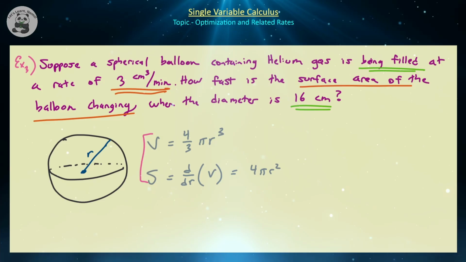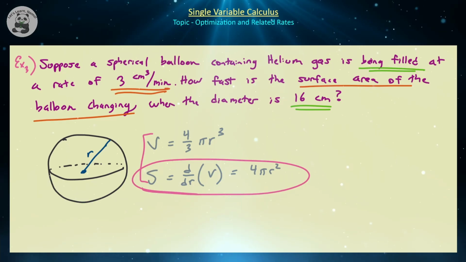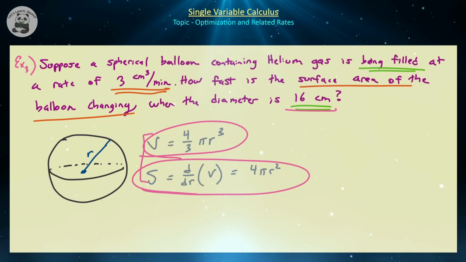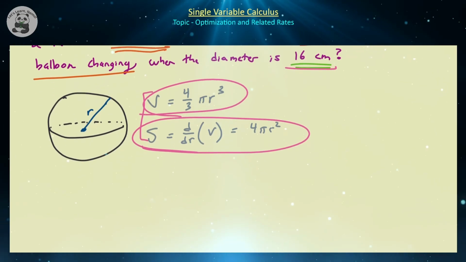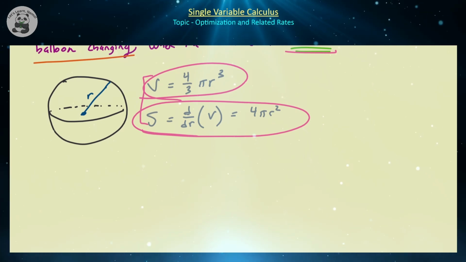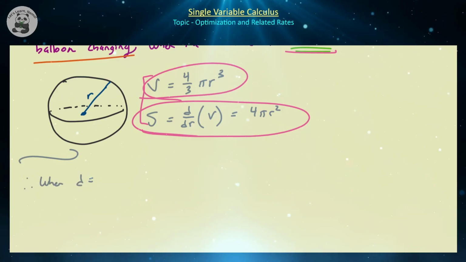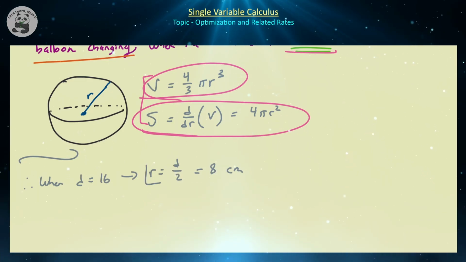So we have the volume, which we know is changing, and the surface area, which is also changing. How fast is the surface area changing when the diameter is 16 centimeters, provided that the volume is changing at a rate of positive 3 cubic centimeters per minute? Hopefully we have all the equations we need, but if we need more, we'll introduce them as needed. So what do we have? When the diameter is 16 centimeters, the radius is half of that, which is 8 centimeters.